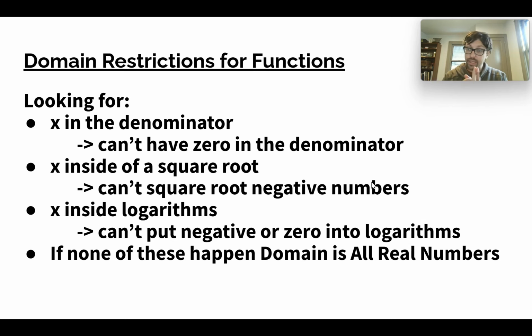So you're looking for x's in the denominator. The denominators can't be 0 because we can't divide by 0. If you have an x inside of a square root, then we have problems because we can't square root negative numbers. We get imaginaries, but on the y-axis, there's no spot for imaginary, so I don't know where to put that output. With logarithms, they can't take negative or 0, so it's kind of like double trouble from square root and denominators. But if we don't have any of those, then the domain is all real numbers.